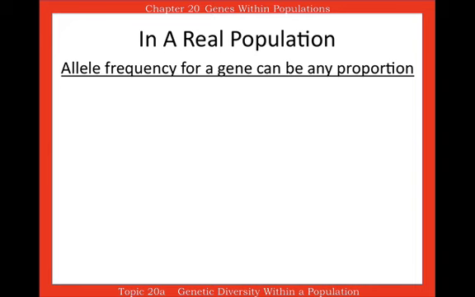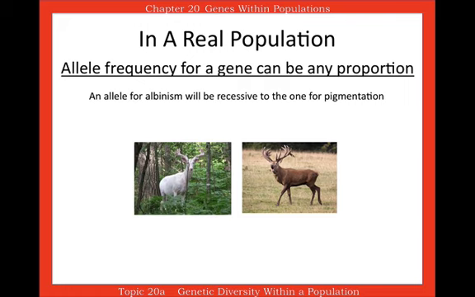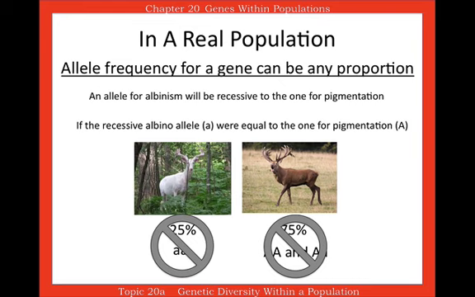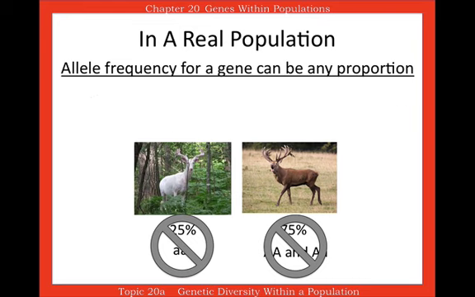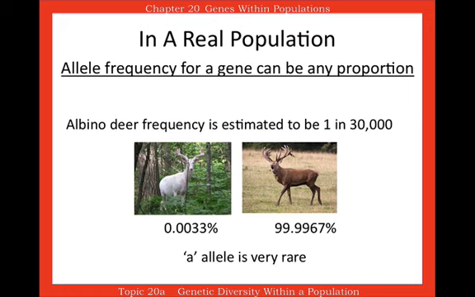Let's consider the example of albinism among deer in North America. An allele for albinism will be recessive to the one for pigmentation. Now, if the frequency of these alleles were 1-to-1, we could then predict that about 25% of the deer population would be albino. But we know that this is not true because albino deer are rarely seen. The estimate for albino deer in the wild is about 1 in 30,000, which means only 0.0033% of deer are albino. This tells us that the recessive albino allele is very rare.